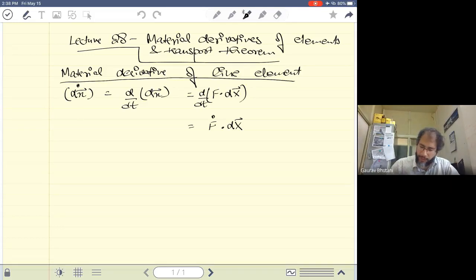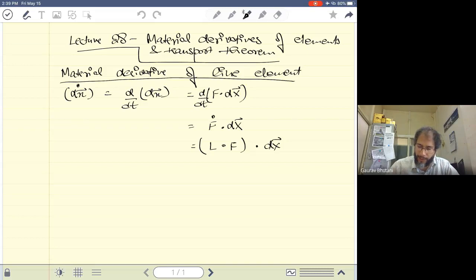And if you remember from the previous lectures, we wrote F dot, that is the time rate of change of the deformation gradient tensor, in terms of our velocity gradient tensor and the deformation gradient tensor. That was F dot given as L times F, and this whole thing is dotted with dX.